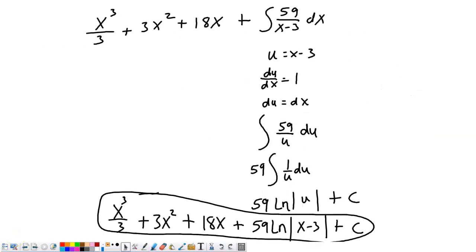So final answer's down there at the bottom. Like I said, we're going to let u be that. Solving for dx, we get that. Doing our u substitution, we get that. Take the 59 out. It's another ln problem, so we get that. And replacing the u, we get our final answer. And on this one, you do need to keep the absolute value bars because x minus 3 could turn out to be negative at some point. So there it is. That's the final solution.